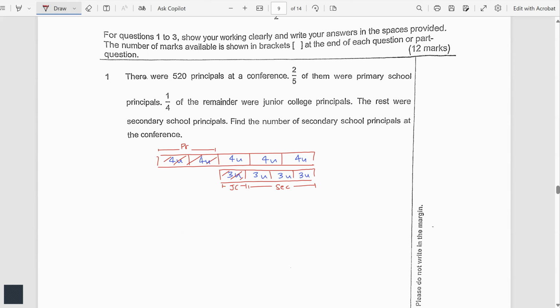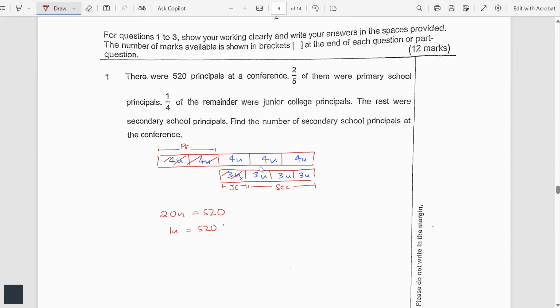Okay, now what we want to do is to take the 520. How many units is 520? 520 is the total here from the first model, not the second model, just the first model. Because the second one is redrawn from the first one, we do not include that as the total. If not, we'll be double counting. Okay, so from the first model, we have 4 units times 5. So that's 20 units. So 20 units is 520.